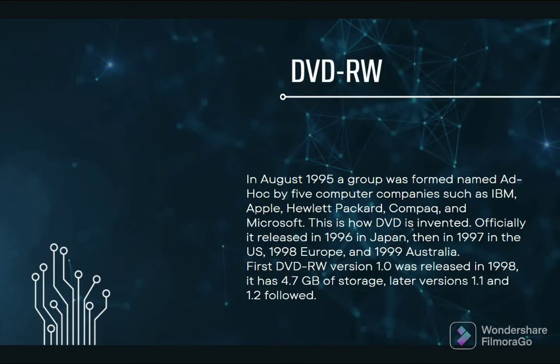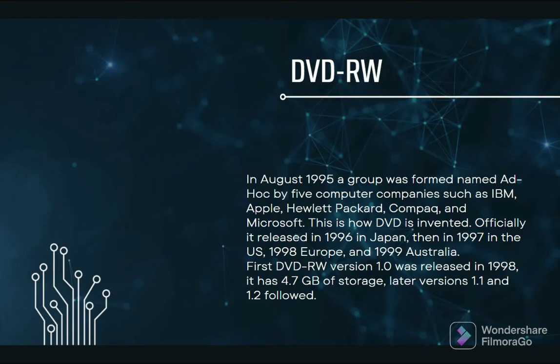And lastly, we have the DVD-RW, which stands for Digital Versatile Disc Rewritable. And it is the same as DVD-R, but the only difference is that it can be erased and written again and again like a pen drive. The data are stored in digital form.